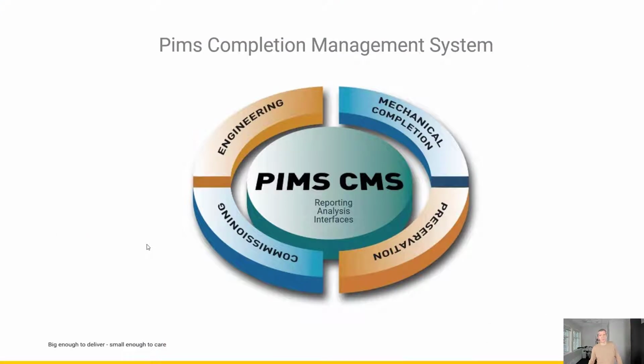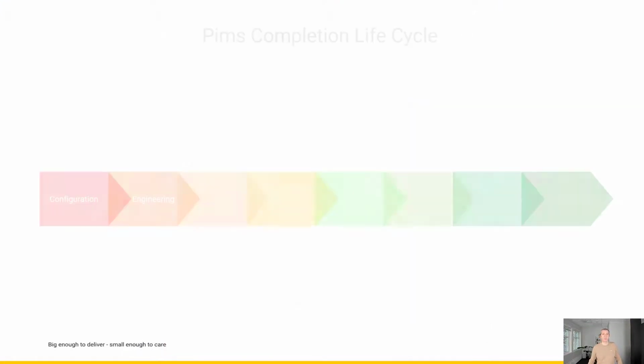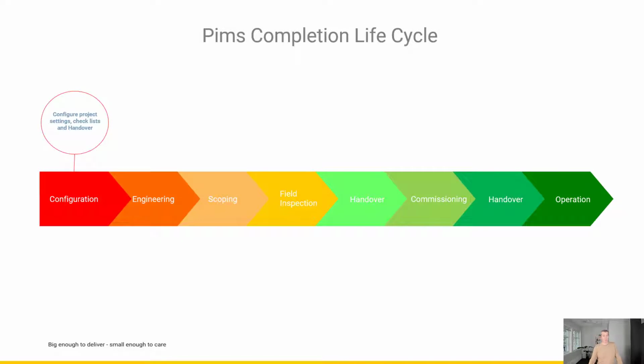These four main processes can be broken down into one Pims completion lifecycle. The first step in this lifecycle is the configuration phase. This is where you add all your project settings, you update your checklists, you also update your signature matrix and add your completion hierarchies, systems, subsystems, packages, tags, and so on.